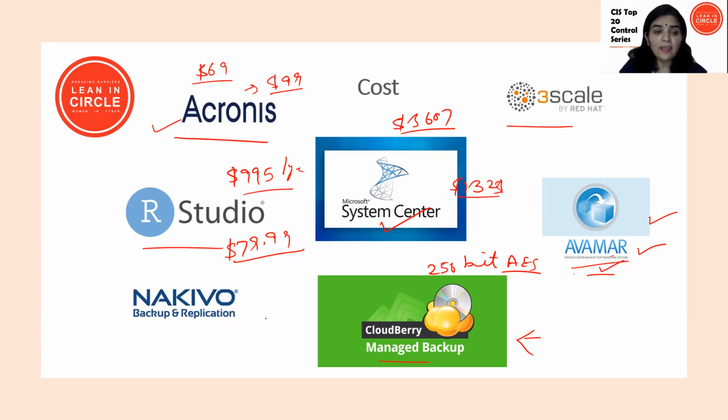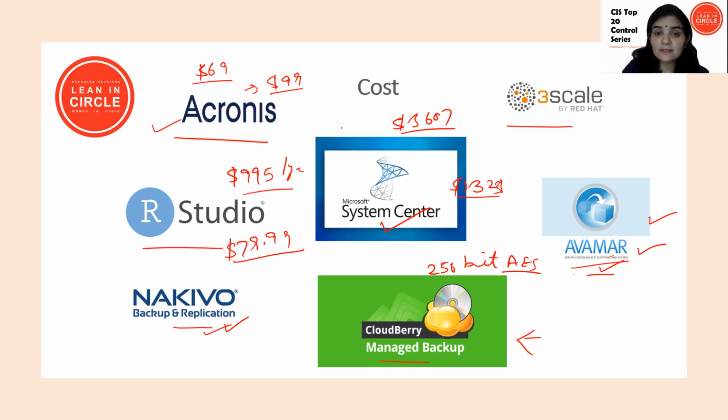If we talk about Nakivo Backup and Replication, it is a leading SaaS data management and protection service providing VMware backup and Hyper-V backup. Also, EC2 backup is available. For the Trade-in it is $149 per socket. For Essential, it is $199 per socket. For Pro, it is $399 per socket.